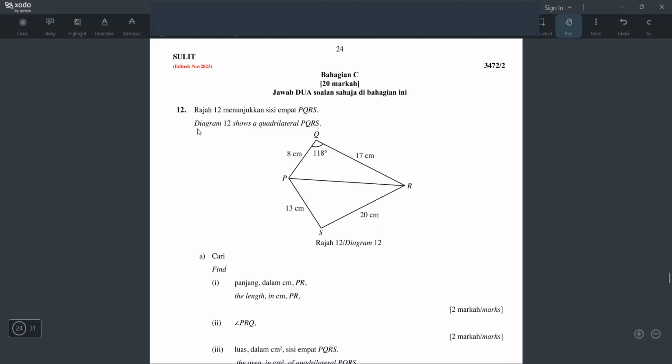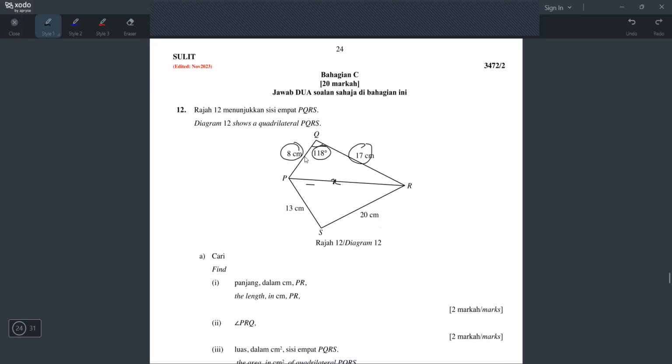So let's read the question. Diagram 12 shows a quadrilateral PQRS. Okay, no problem. Find the length of PR. There are 2 triangles here, and your job is to decide which triangle to use. If you want to find PR, this is your X. So which triangle will you use, the bottom one or the top one? Of course, the top one. Because if you use the bottom one, there's not enough information. The top one is better because there is more information. You have the other 2 sides and you have an angle.